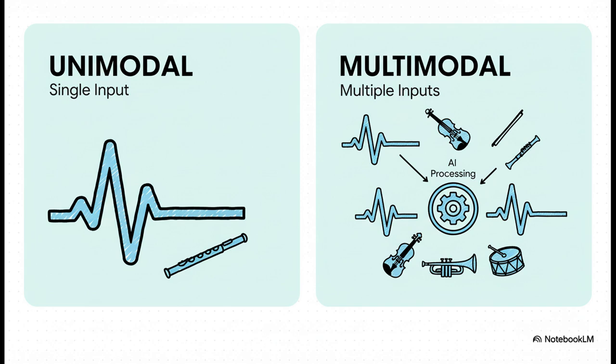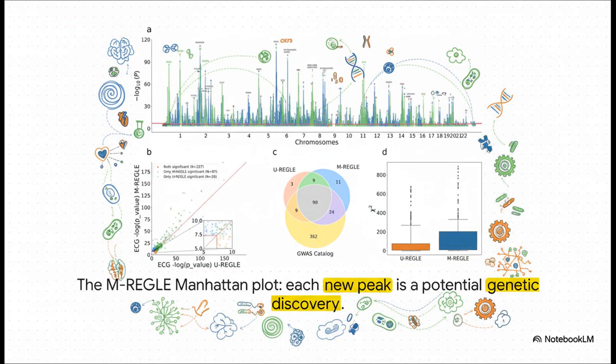The new approach, called multimodal, is about hearing everything at once. And a new method, mREGLET, does exactly that. It listens to all the instruments at the same time to find harmonies, these connections that are completely invisible when you're just focused on one section. And wow, just look at the result. This is a Manhattan plot, and it basically shows us all the genetic discoveries mREGLET made when it looked at 12 different heart readings, ECG leads, all at once. Every single one of those giant peaks shooting up past that red line, that's a potential new genetic discovery for heart health. By putting all the data together, it's finding stuff that was just impossible to see before.